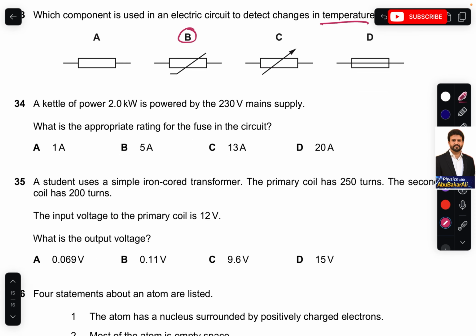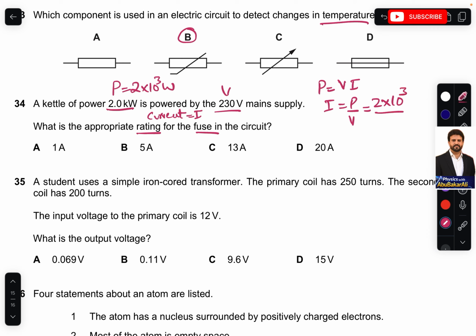Question 34. A kettle of power this. You have the power that is 2 kilowatt. It means 2 times 10 raised to power 3 watt. And this is the voltage. What is the appropriate rating for the fuse? So the rating depends on current. First, that you need to know. Secondly, you need to know the formula. P is equal to VI. I is equal to P by V. So P is 2 into 10 raised to power 3 and V is 230. So that will give you, do the calculation, 8.69 ampere. So this is the required current, that current you need.